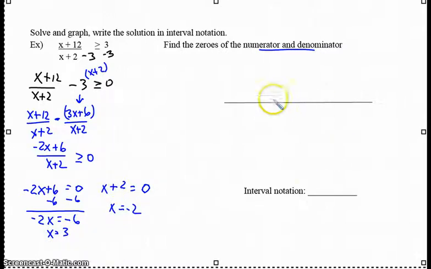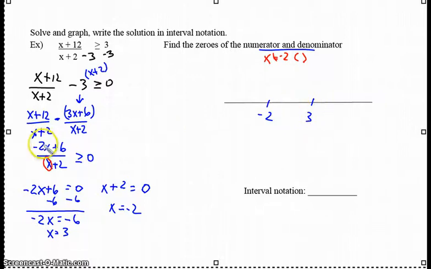So let me put those numbers on my number line. Negative 2 and 3. Again, let me go back to the point I was making in the previous video. I know that if I was to plug a negative 2 in here for x, this is going to become undefined. So I know x can't equal negative 2, so I'm going to have to put a parenthesis there. I just don't know which way I'm going to put that until I start to shade.